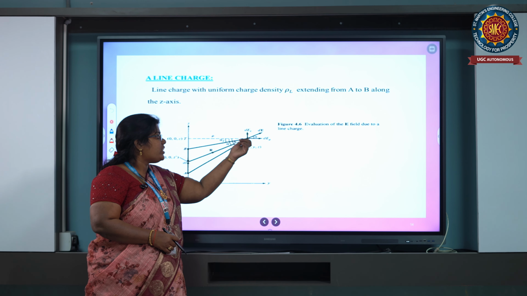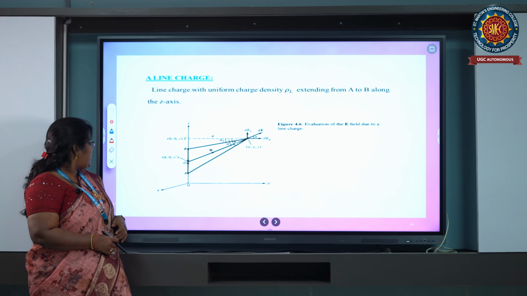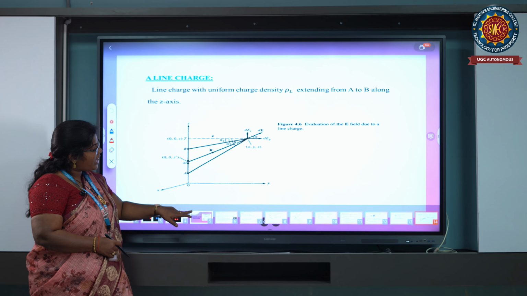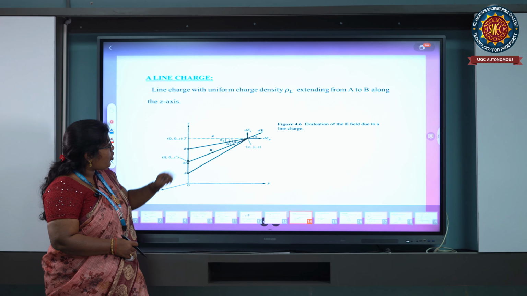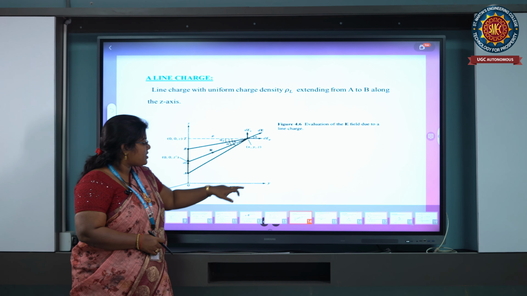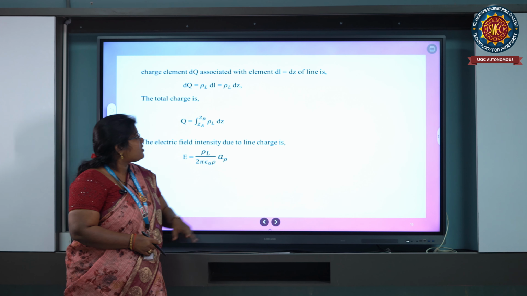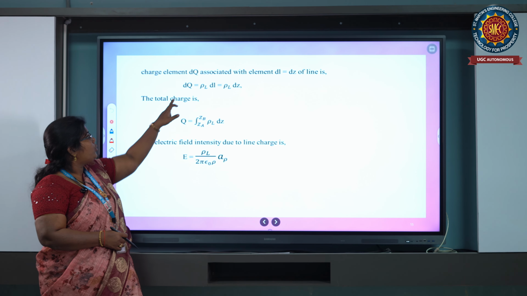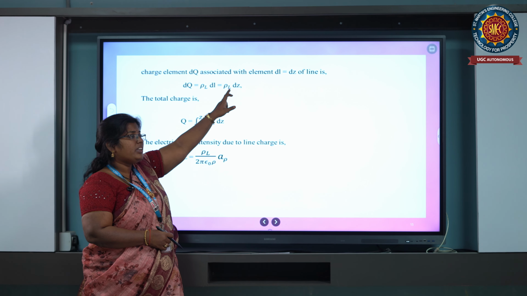These points can be generated depending upon different line distributions. These different line distributions can be generated according to the force of attraction between the 2 point charges. Next, by using this formula, dq, the total charge, is rho L dl, so nothing but rho L dz.